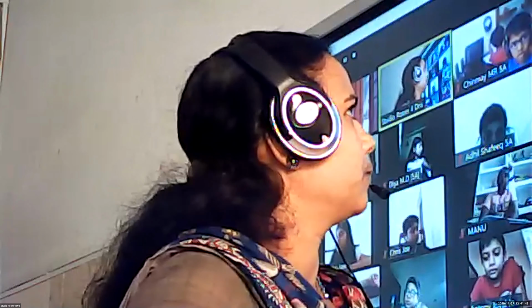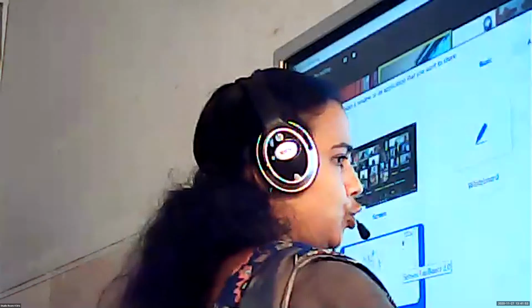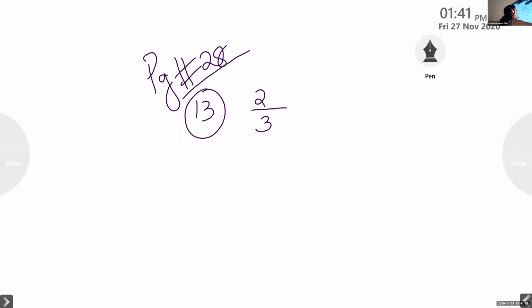Like that only we have to do here. This is a fraction, so you have to take 2 by 3 minus 2 by 6. So first of all, what do you have to do? 2 by 3 minus 2 by 6. So children, write in the next step.